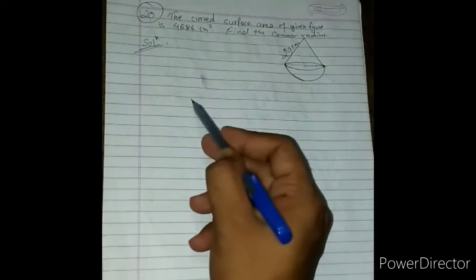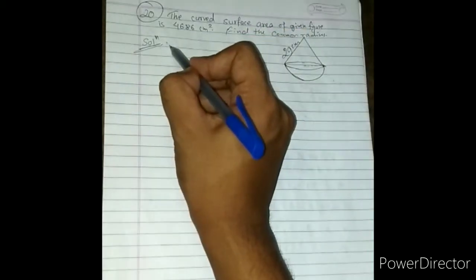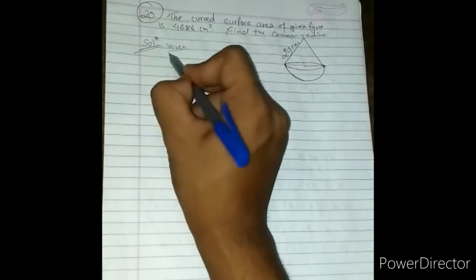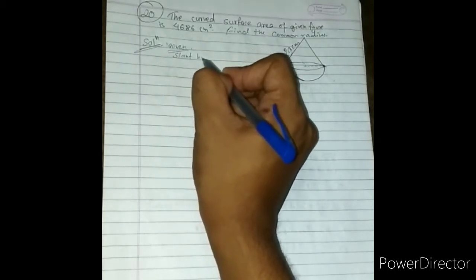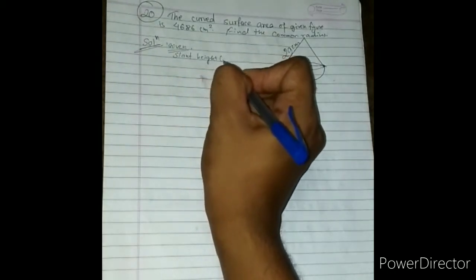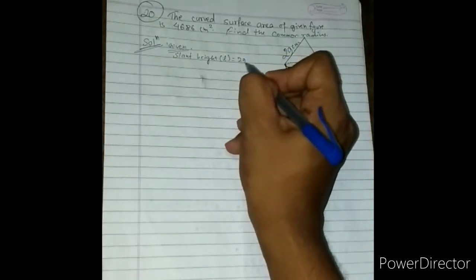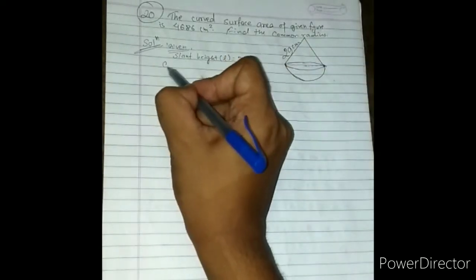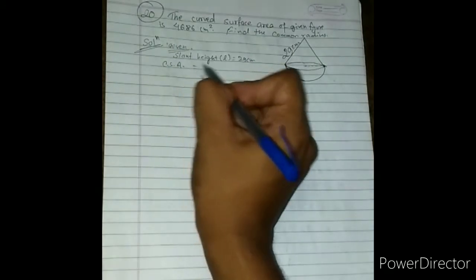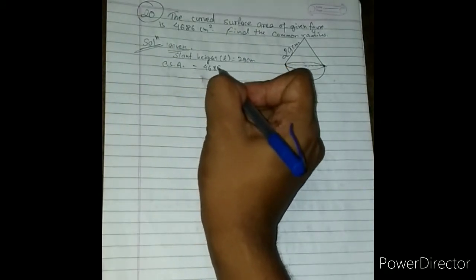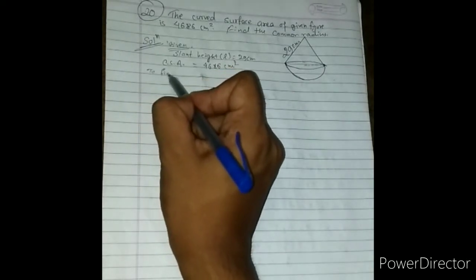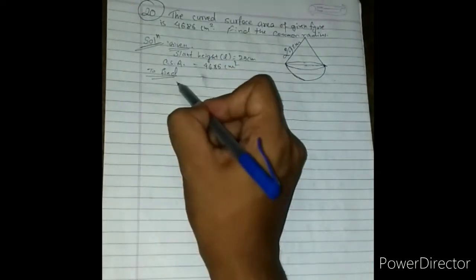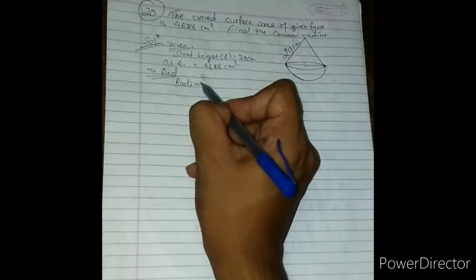First of all, you will list out the given, then what you have to find, and then the process. First, the given part: slant height is given, L is 29 centimeter. Next, curved surface area is 4686 centimeter square. And what do you have to find? Radius you have to find.